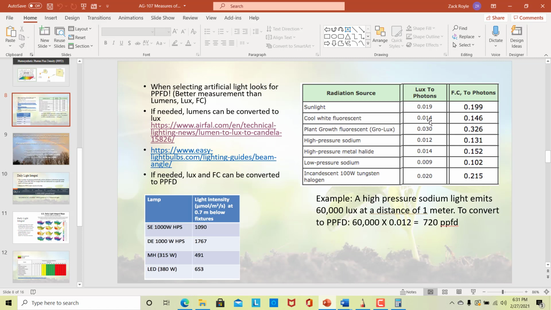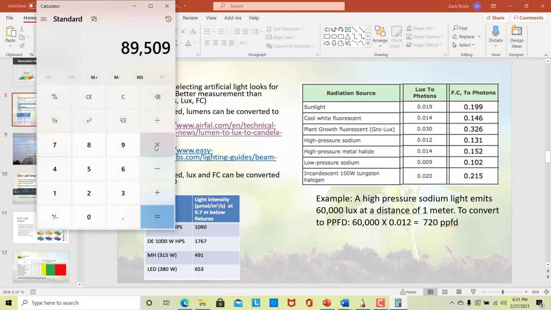And then this number is the little conversion factor. So you multiply whatever your lux is times this number to get the value in PPFD. So in this case, it's 0.014. So we have our lux, which is right here, and then we multiply it by 0.014, and that is going to give us our PPFD value.